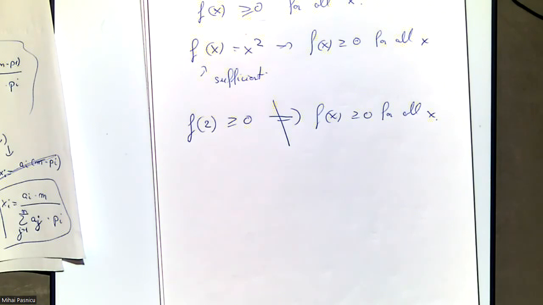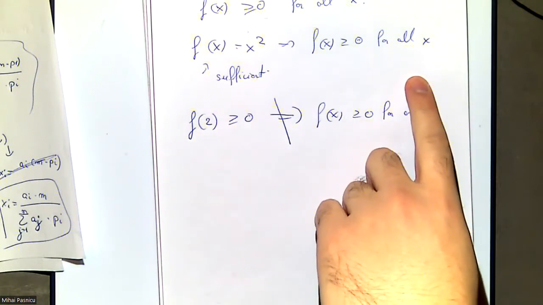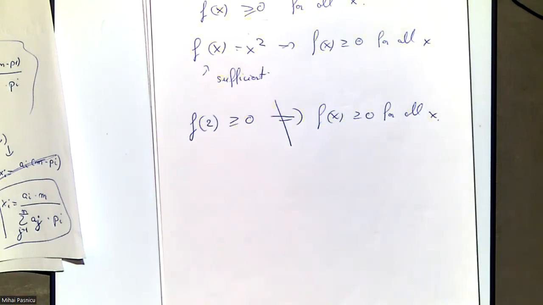I would say sufficient is something that will give you the conclusion. If that happens, it will give you the conclusion that you want. Necessary is something that happens in the conclusion, but it's not strong enough to give you the result. Just think of this example a little bit more. As you can see, in the sufficient condition, I can draw the conclusion that f of x is greater or equal to 0 for all x. In the necessary one, I cannot draw the conclusion for that.